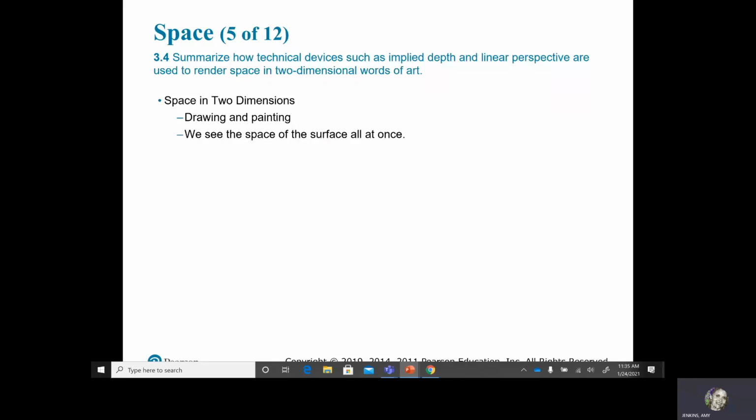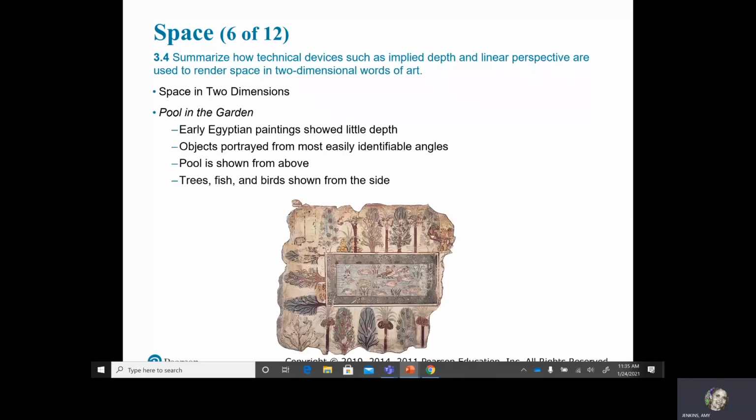Space in 2 dimensions, drawing and painting, we see the space of the surface all at once. Space in 2 dimensions, we have Pool in the Garden. It's an early Egyptian painting showing little depth. Objects are portrayed from most easily identifiable angles. The pool is shown from above. Trees, fish, and birds are shown from the side.